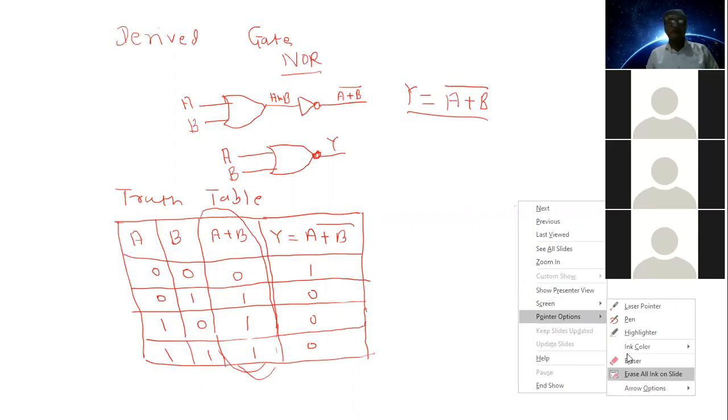Now let us see the NAND gate. The NAND gate is the combination of AND gate and NOT gate, an AND gate followed by a NOT gate. We can draw the design of it like this.